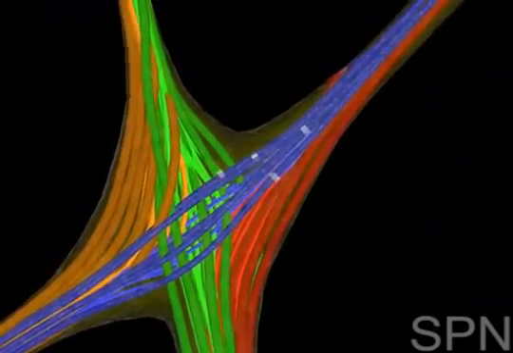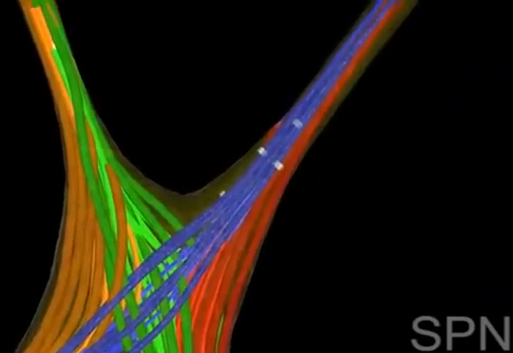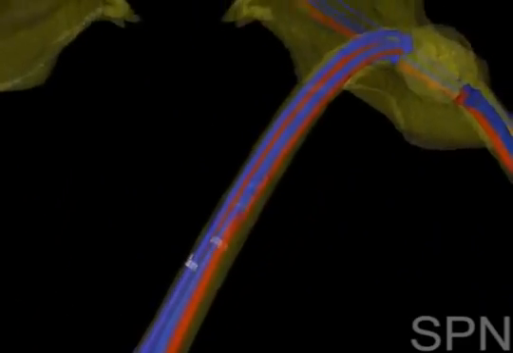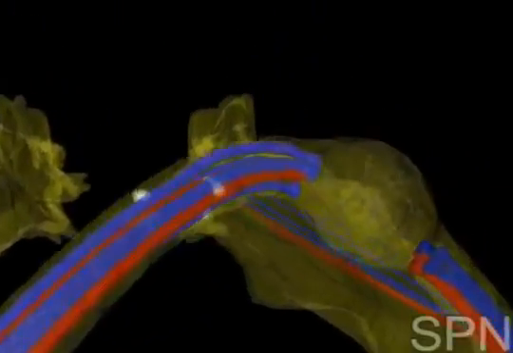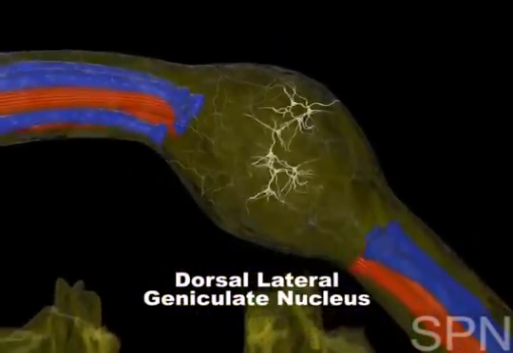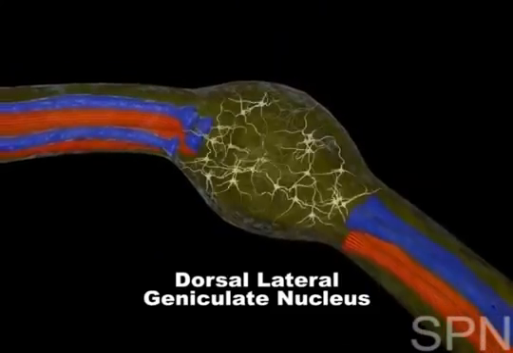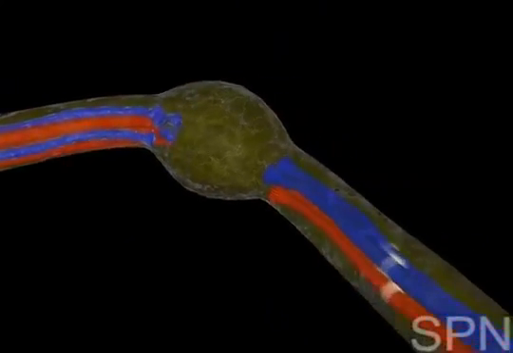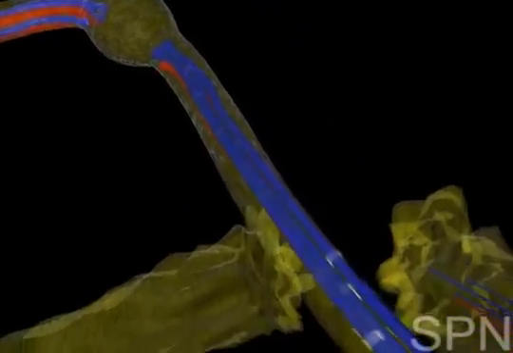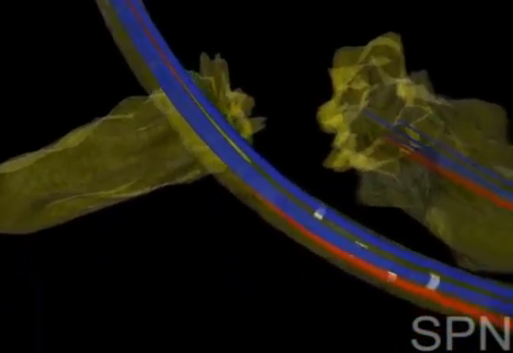A key intermediate way station is the dorsolateral geniculate nucleus, one of the thalamus neuronal nuclei. This region of the brain is the site of synapses between the axons of the ganglion cells and a set of cortical thalamic neurons whose projections radiate and carry the signal into the visual cortex.